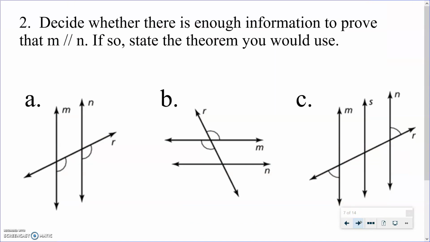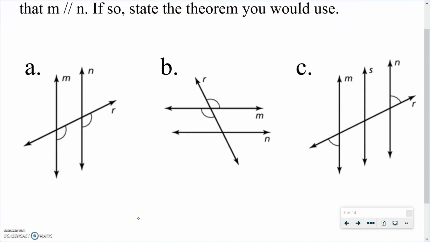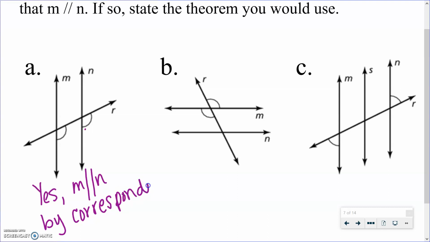So we're going to look at the information given here and see if there's enough to say that these lines are parallel. The first one, we have these two angles marked here, and these are corresponding angles. So I would say yes, line M and N are parallel. So M is parallel to N by corresponding angles. Because the corresponding angles are congruent, that means that M and N are parallel.